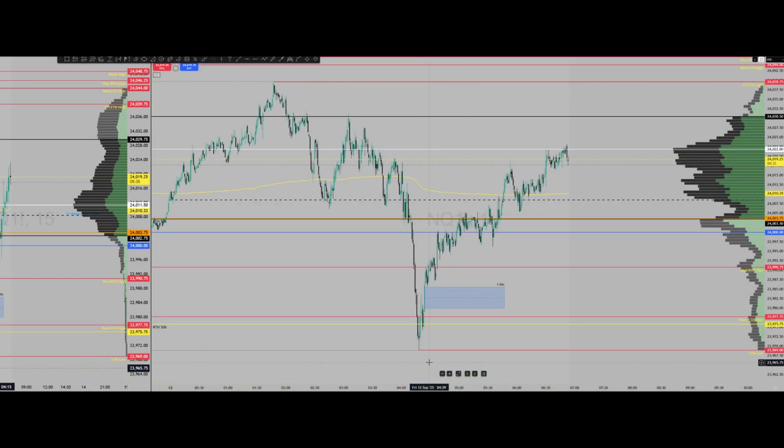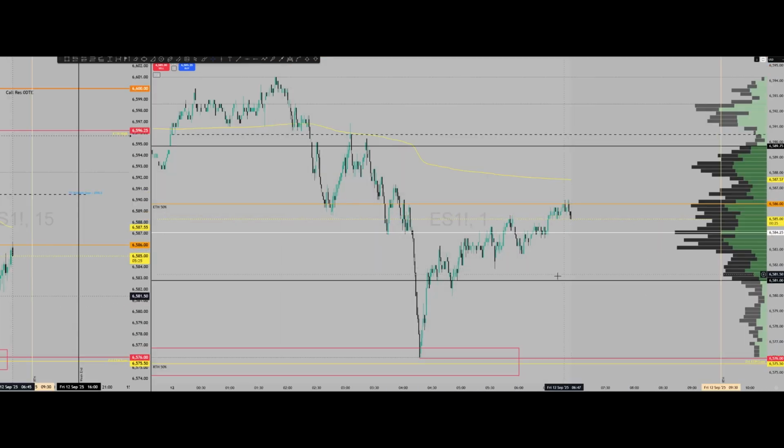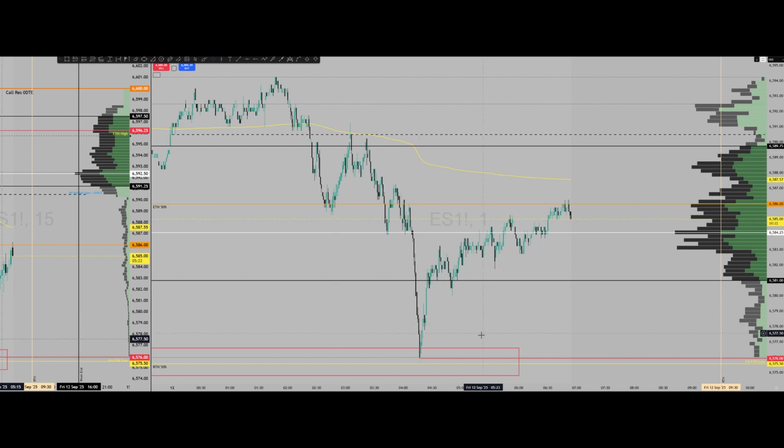NASDAQ and ES came down all the way to the bottom of the ETH level, the low. This is a trade that I did on NASDAQ, but let me show you on ES where I get my levels from. Here's your ES trade, the bottom of the night. Why were we eyeballing this section here?